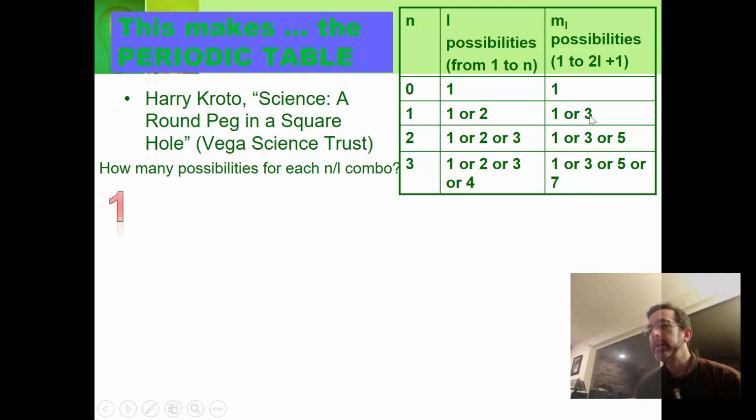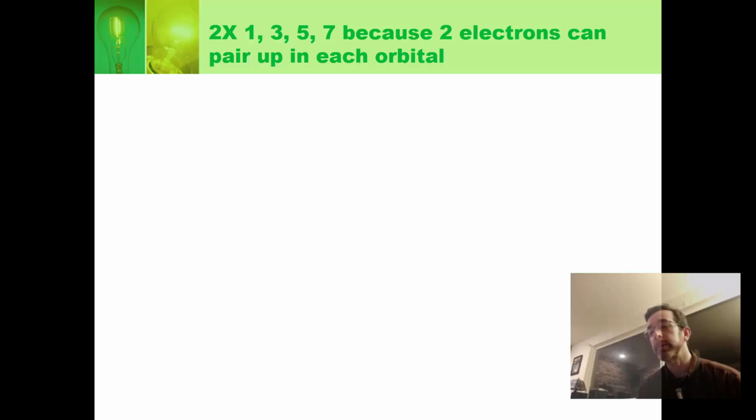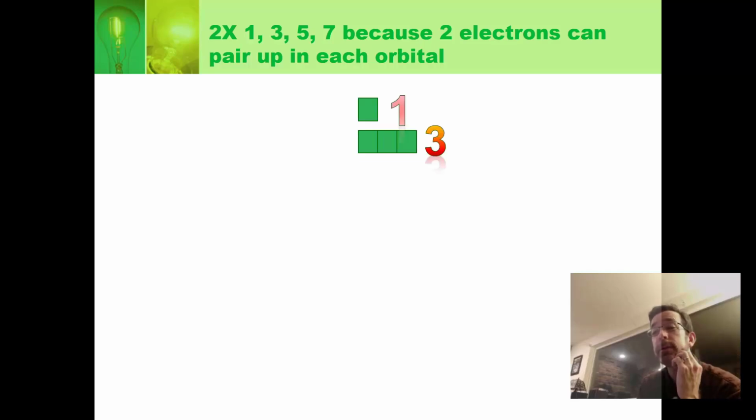As you add on L possibilities, your M sub L possibilities go up by odd numbers. So N just goes up by 1, L just goes up by 1, but M sub L goes up by odd numbers, 1, 3, 5, 7, like the orbitals that we showed you. And so from this fact, we can actually build a periodic table. Okay, and remember that we have to double it. We have to do 2 times it.